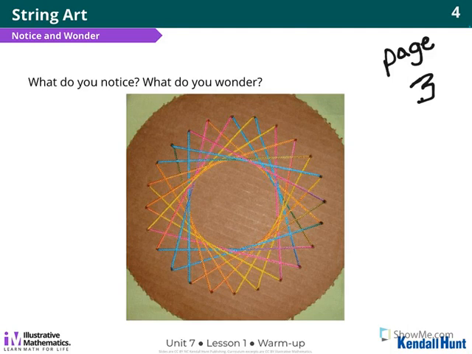What I notice is that there's a pattern, and what I wonder is why did they do this, and like Kate said, what are they telling us? Right. There's a giant circle in the middle. Did anybody else notice a giant circle in the middle? What other shapes do you see? Delaney. Triangles.